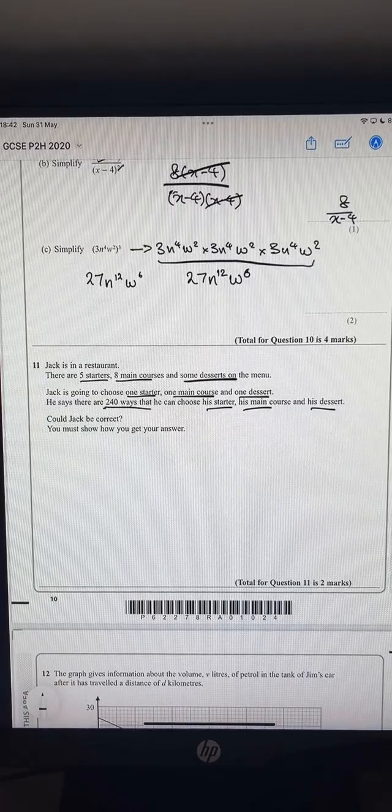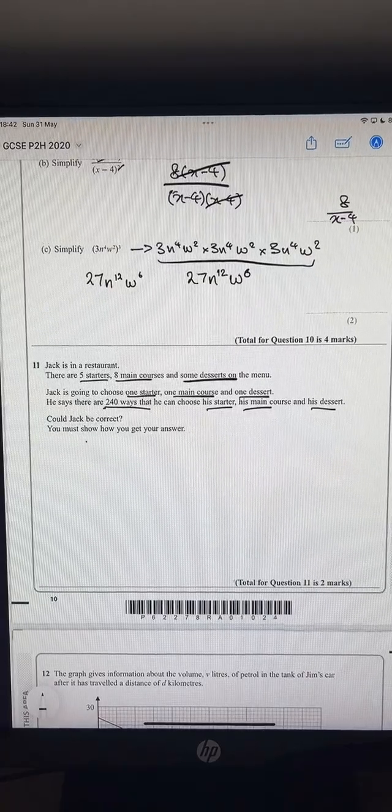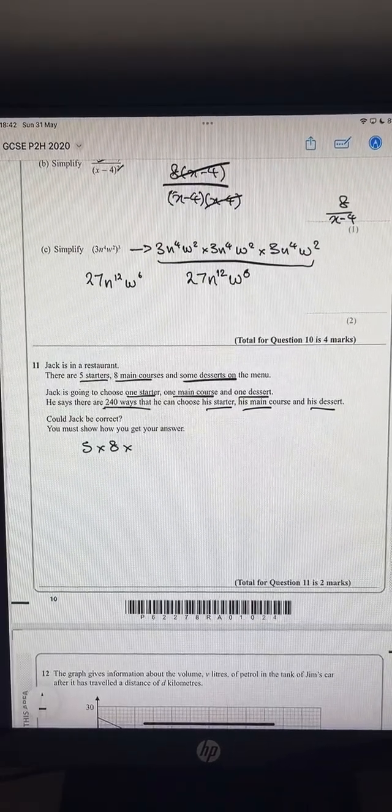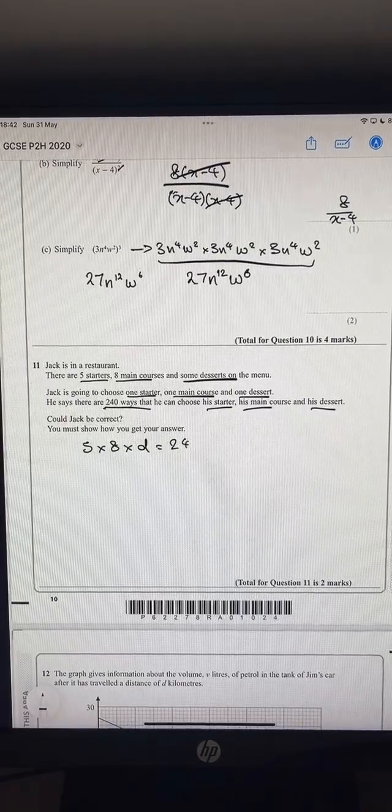So what you need to do is you need to see how many different combinations you can make with these. And I'm just choosing 1 from each. So for my starters, I've got 5 choices. For my mains, I've got 8 choices. So I multiply them. And for my desserts, I've got some choices. So I'm just going to pick a letter D. And he's telling me that the ways I have of choosing these, I've got 240 ways.